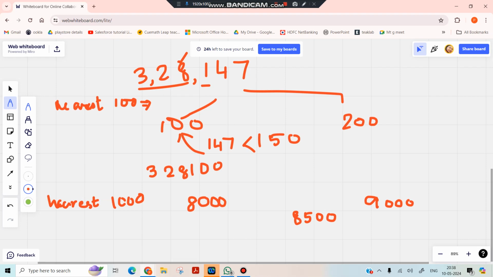Very good. What is the middle number? 8500, because the middle number between 0 to 1000 is 500. So between 8000 to 9000 it is 8500. Your number is 8147. So check: is it less than or greater than 8500? It is less. So it will go to the lower 1000, that is 8000. So your final answer will be 3,28,000.